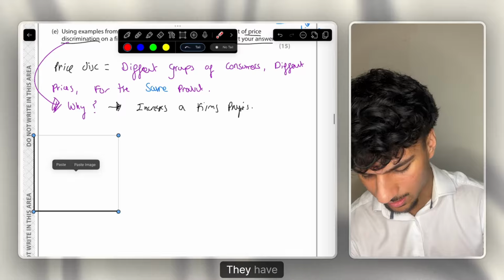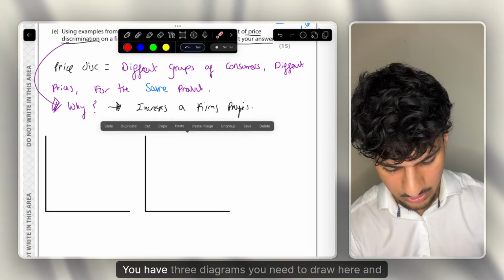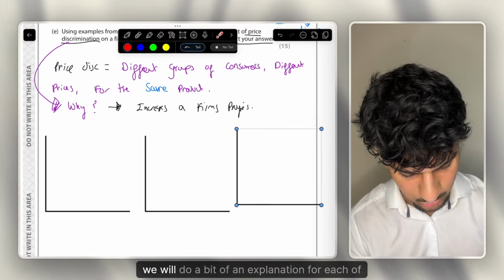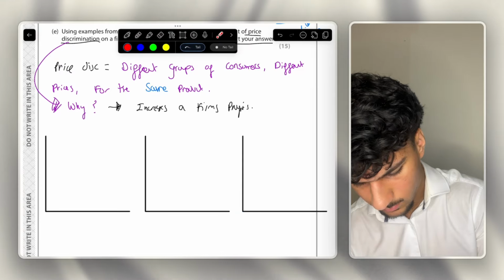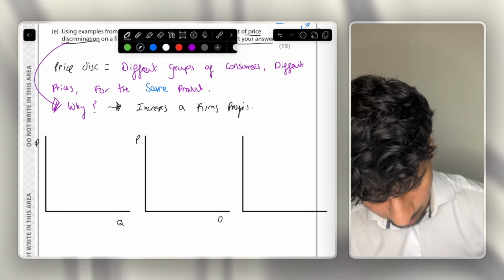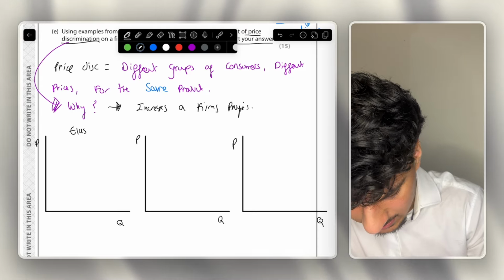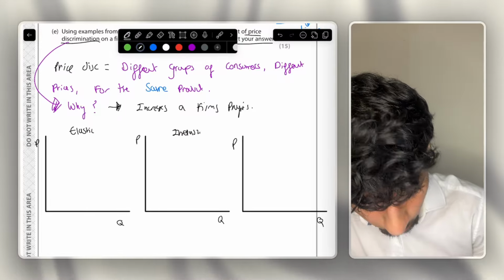So this is a bit unique. It's a bit of a unique one, is how I'm going to call it. You have 3 diagrams you need to draw here, and we will do a bit of an explanation for each of these. So the diagrams themselves are very simple, but they help explain very well the theory. So let's get started. I'm going to label 1 elastic, 1 inelastic, and 1 total.